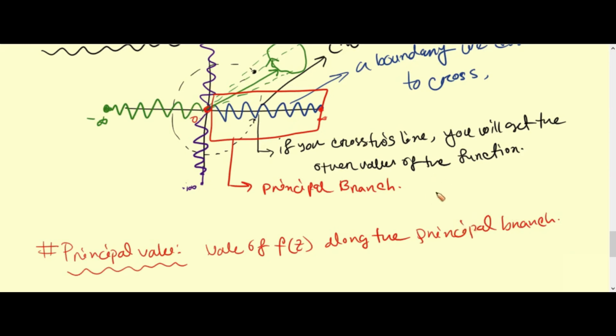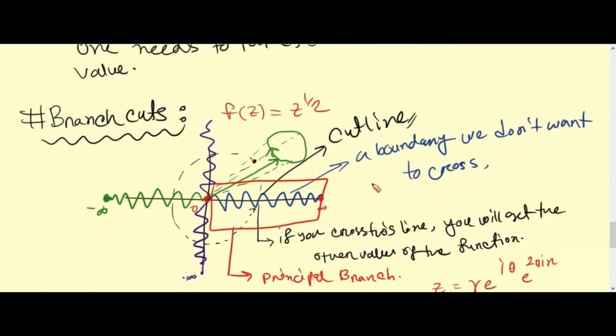You can also think of this principal branch as the n equals 0 branch. Remember that we wrote our z as r e to the power i theta times e to the power 2 pi i n, and if you just take n equals 0, that will correspond to the principal branch. And this will help us in evaluating contour integrals for multivalued functions as well, and to preserve our analyticity. That is very important when it comes to functions of complex variables. So this will be it for today, and thank you.